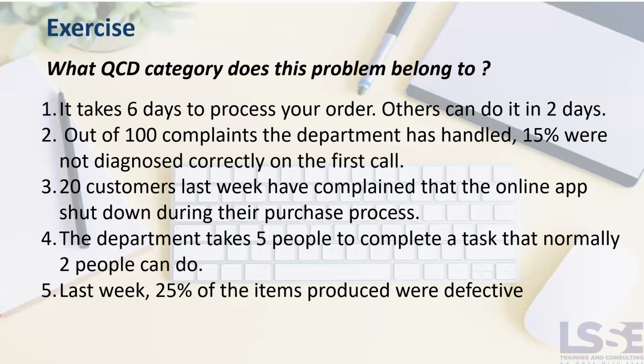And number 5, last week, 25% of the items produced were defective. What type of problem is this one? This is a problem on quality. Yep, quality. And sometimes it can be linked eventually to cost. But at first glance, this is a quality problem. So try to remember this tool, the QCD tool. When you're faced with a challenge, ask yourself, what is the category of this problem? Is it quality, cost, or delivery?